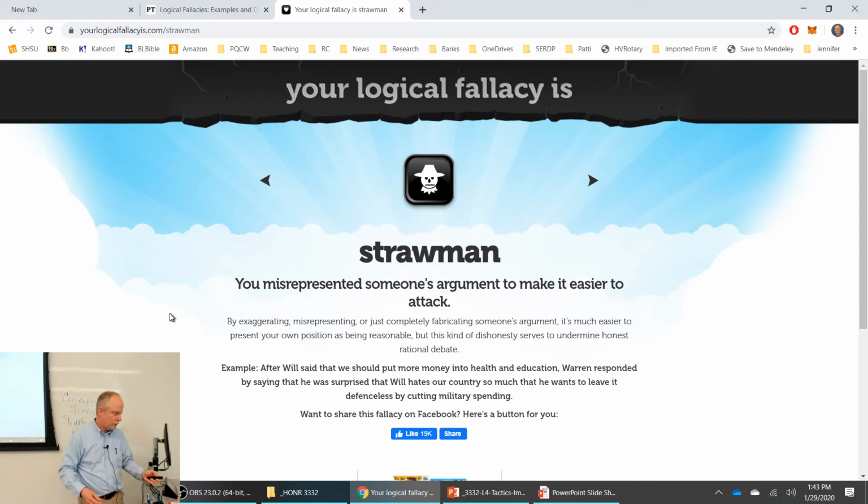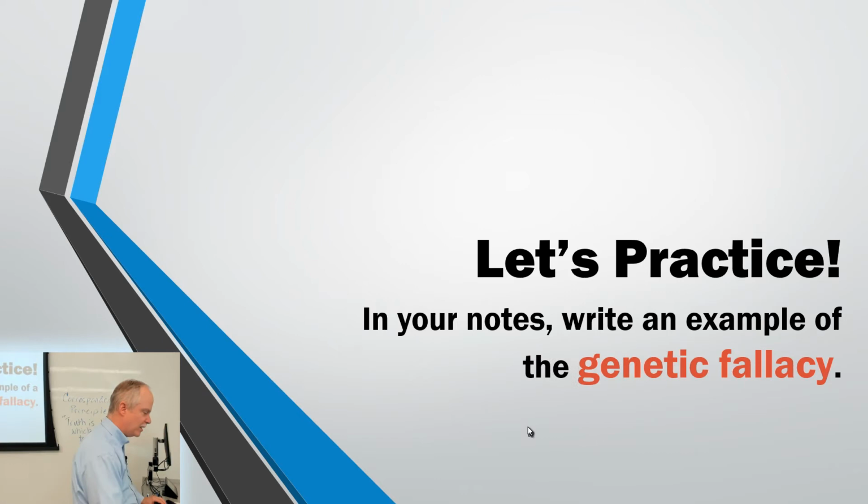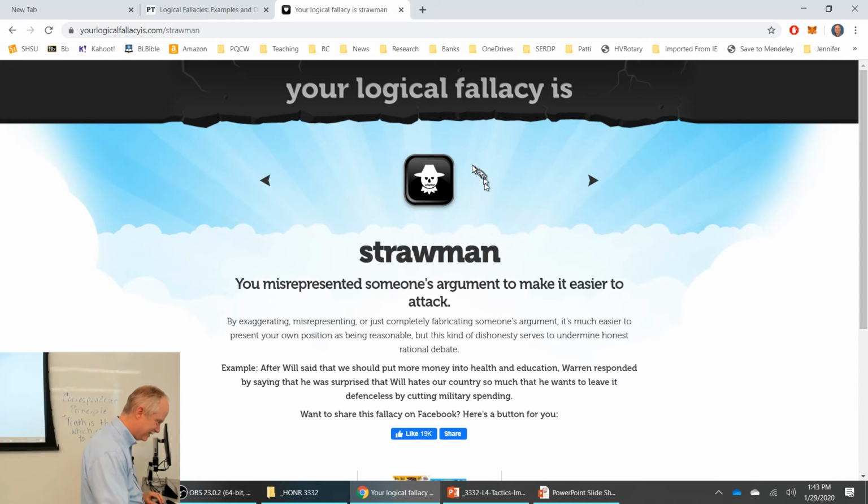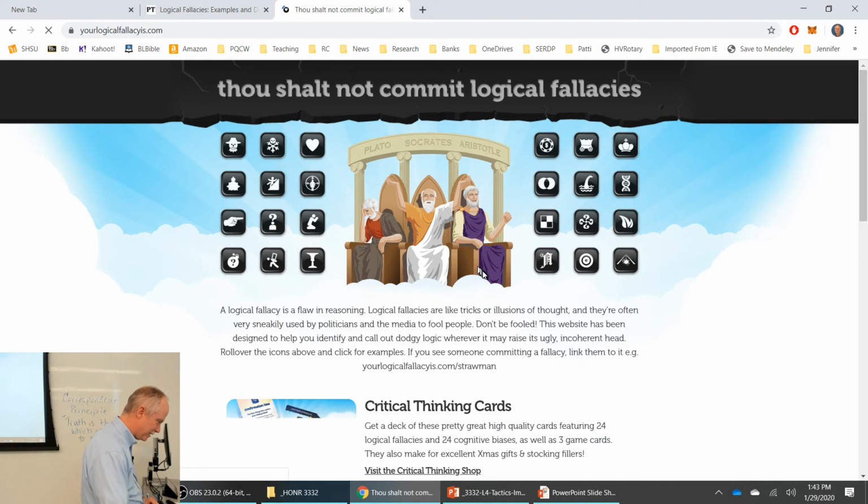Okay, so let's look at the next one. I'm asking y'all to do about four. This one is really important, and also because the name is misleading. You see the genetic fallacy. This sounds like something related to biology, doesn't it? But it's not related to biology. They've even got a DNA thing on it, but that's misleading because it's not biological.